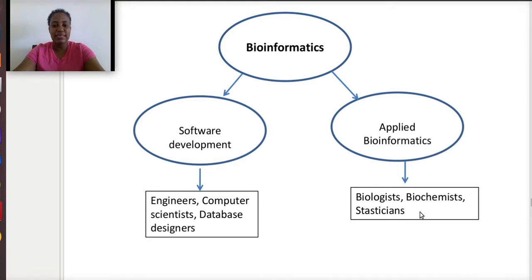Applied bioinformatics, when we look, we equally work here because you have to teach the biologists how to use the tools. So this is how the two major scopes of bioinformatics are.